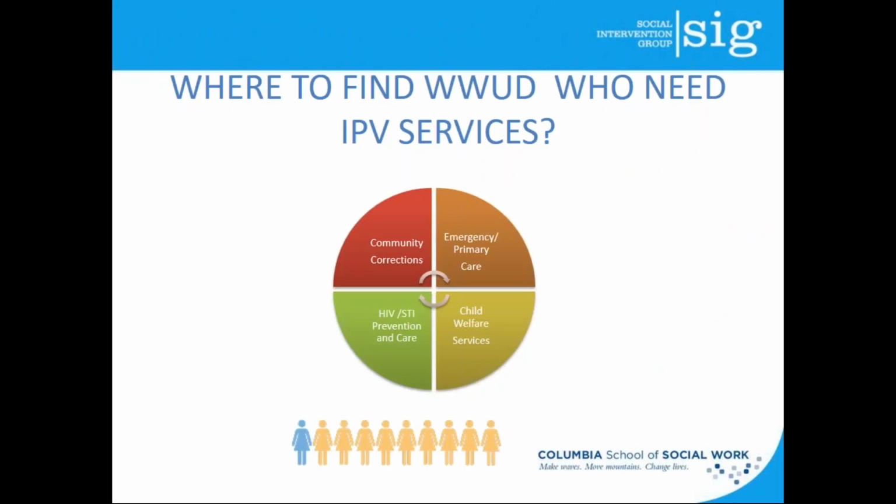So let's go back to that question. Where are we going to find these women who use drugs who are experiencing intimate partner violence and need services? When we thought about this question, there are certain whole systems of services that serve a disproportionate number of women who both use drugs and are at risk of intimate partner violence, and that is community corrections or the criminal justice system, emergency care and some primary care facilities, HIV and STI prevention, treatment and care, as well as child welfare services. And I'm curious to hear from you, maybe during the question and answer period, if you have other ideas about where this can be taken to really find the 9 in 10 women. That is our goal.